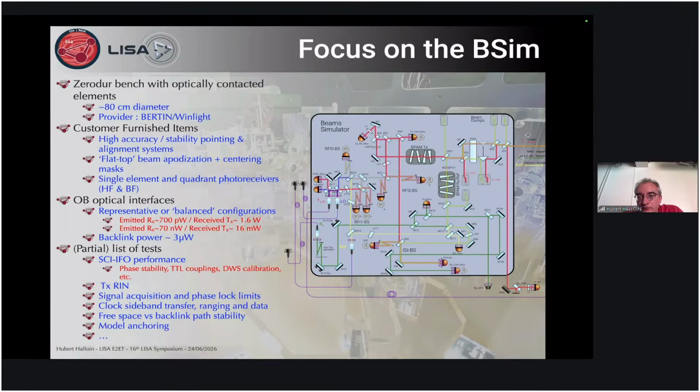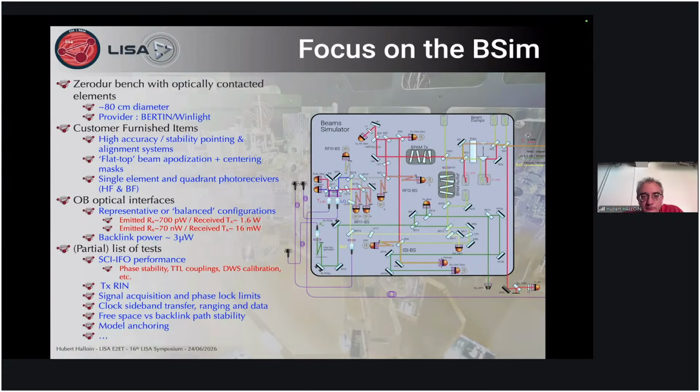And why do we do such a complicated optical bench? Basically, it's to test the performance of the scientific interferometer of the optical bench. Basically, its phase stability, to determine the TTL couplings, to calibrate the DWS, that is the digital wavefront sensing that basically gives the orientation of the beam with respect to the bench. We also want to check and verify the residual intensity noise of the TX beam.